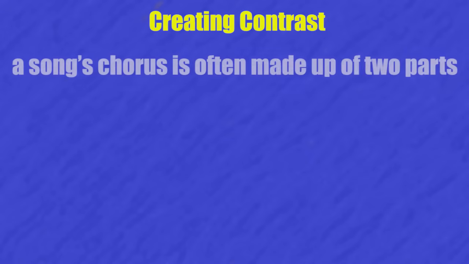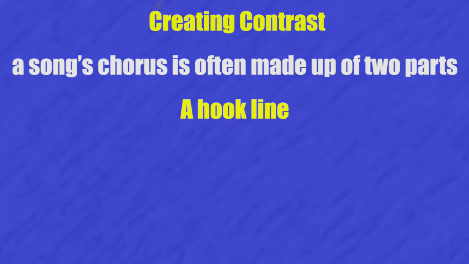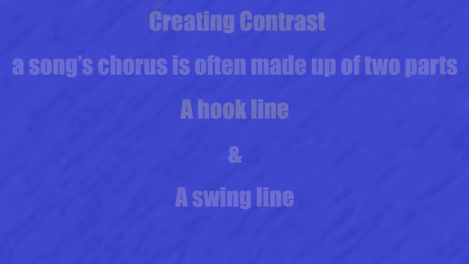So what about using it in a chorus? One of the ways we can create contrast in our melodies and stop them from being boring is to mix up the melodic shapes. The melody in a song's chorus is often made up of two parts: a hook line, usually where the title lives, and a swing line, which is a separate melodic phrase that sets up or frames the hook.